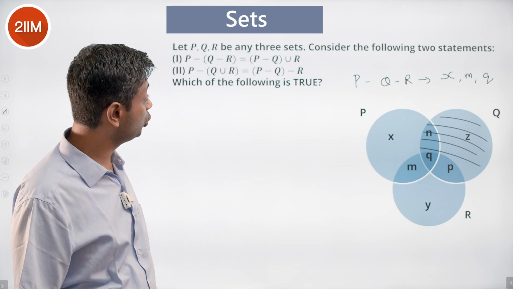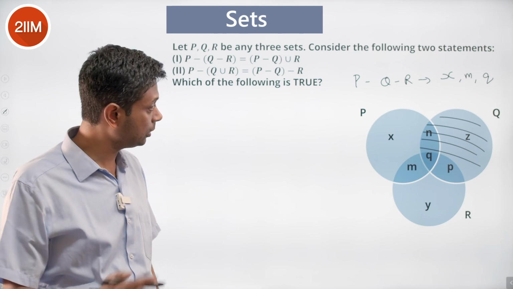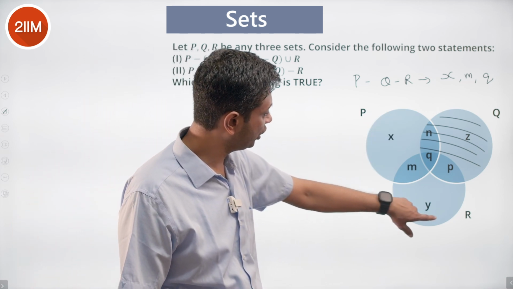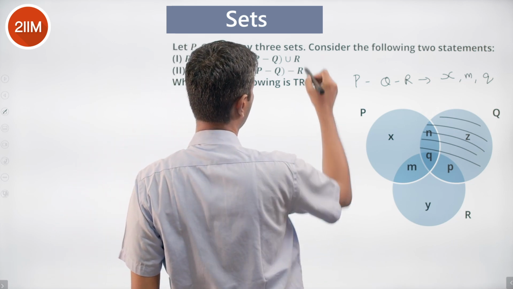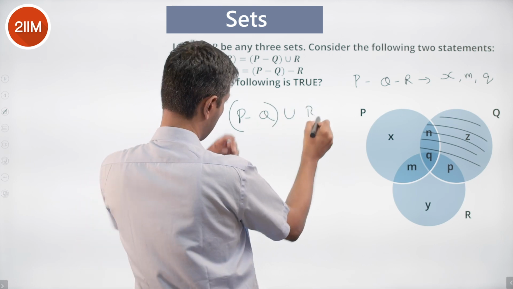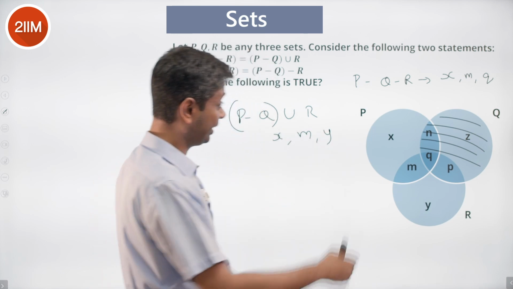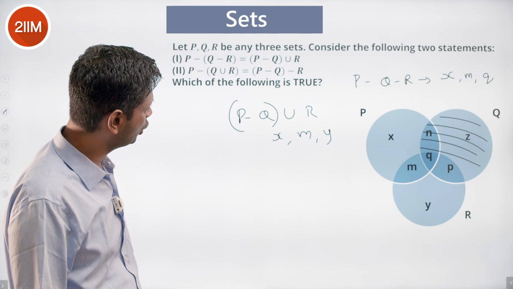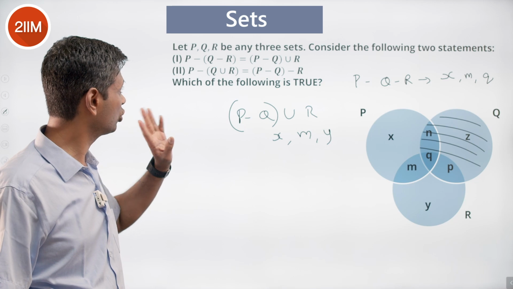(P minus Q) union R. P minus Q is in P but not in Q, with X and M. Union R, X plus M plus Y. So (P minus Q) union R is X, M, Y. That is X, M, Q. This is X, M, Y. Nice. X, M, Q and X, M, Y. So they're not equal. Let's go to the next one. The first one is not always true.